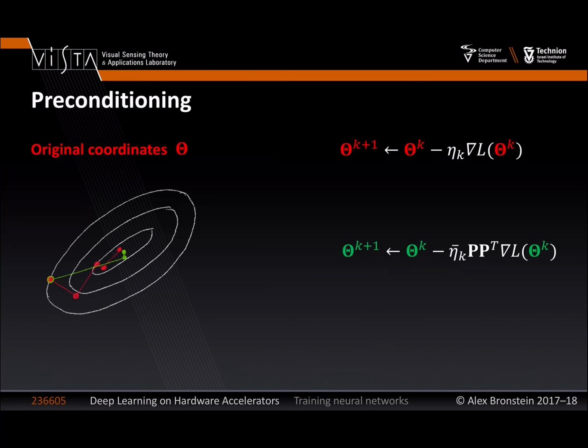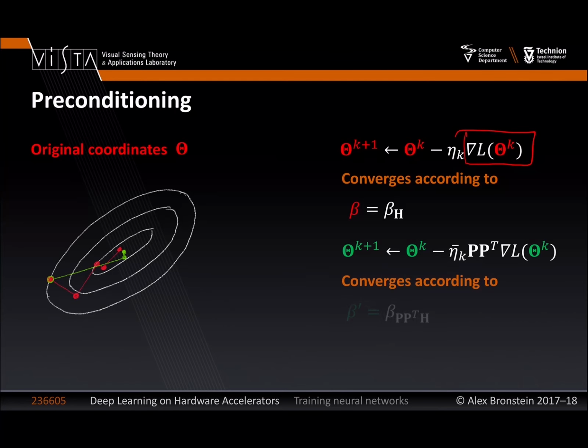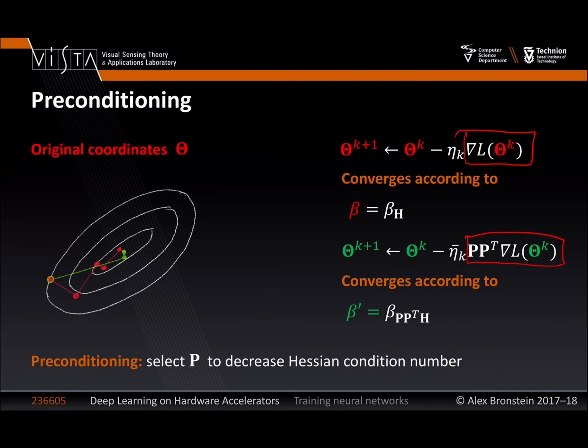I have one trajectory in the original space which converges according to the condition number of this Hessian matrix, and the green trajectory converges according to the condition number of this matrix, which is P transpose times the original Hessian. So I can think of this as some way of improving the condition number. If I choose my matrix P wisely, the coordinate transformation wisely, I can improve the condition number. And here you see the condition number improved because the green trajectory converges in fewer iterations.